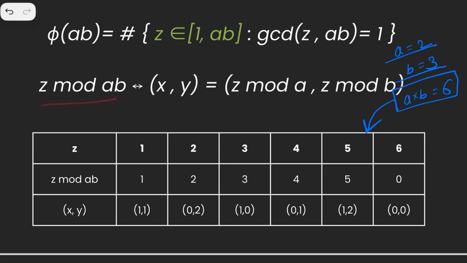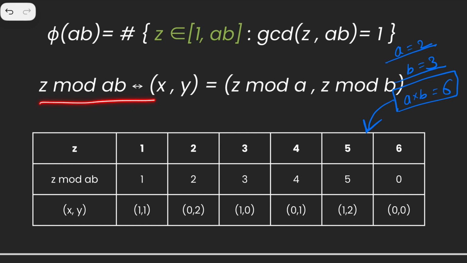Now z mod ab can be represented as a pair x comma y, where x is z mod a and y is z mod b. This comes directly from the Chinese remainder theorem. Look at this. z is 1, right? So z mod a is going to be 1 and z mod b is going to be 1. Likewise, you compute for every single number and you get all these pairs and you have an exact 1-to-1 mapping. When I say 1, 0, you know z is 3. When I say 1, 2, you know z is 5. When I say 1, 1, you know z is 1.